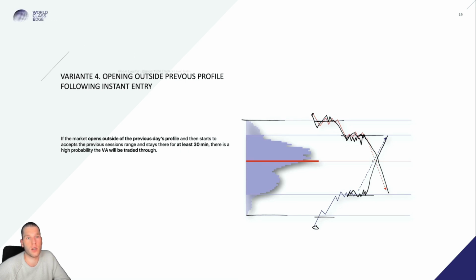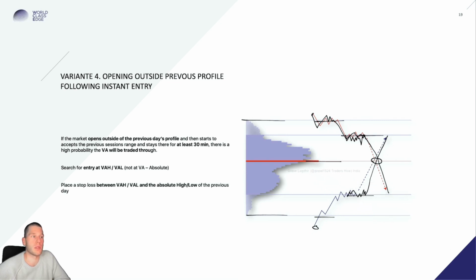Of course, again, there can be reactions at the VPOC as always, because this is one of the most important points of the previous day. But our trading plan is to trade from the bottom to the top or from the top to the bottom. We will search for an entry as always on the value area high or the value area low through a setup. We'll go through the setups in the next steps, and we'll place a stop loss between the value area high and the value area low and the absolute high. So again, either in this range or in this range.